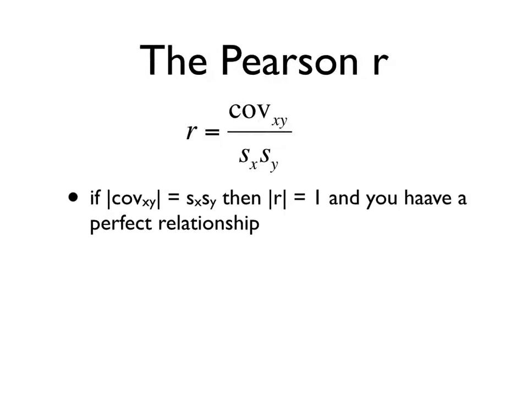So if the absolute value of the covariance of x and y equals the standard deviation of x times the standard deviation of y, then the absolute value of r equals 1. And you have a perfect relationship. So absolute value, that's those two bars on the side of the r and the side of the covariance, all that means is just the absolute value of the score irrespective of sign. So the absolute value of -7 is 7. The absolute value of 7 is 7. So you have a perfect relationship, perfect predictive relationship actually. You have complete overlap in the variances if you have a correlation of 1.0. They're in fact measuring the same thing.